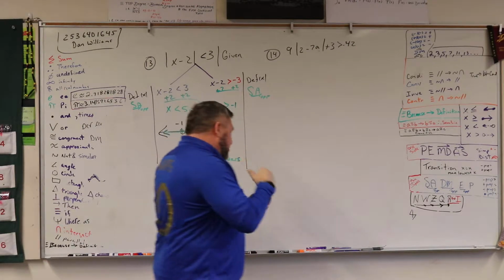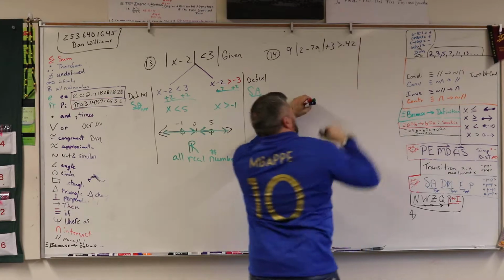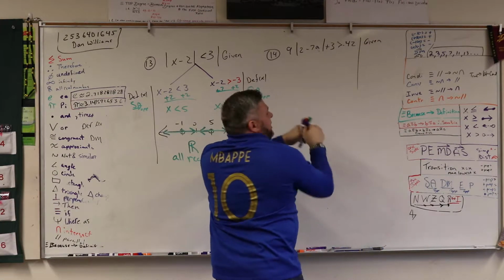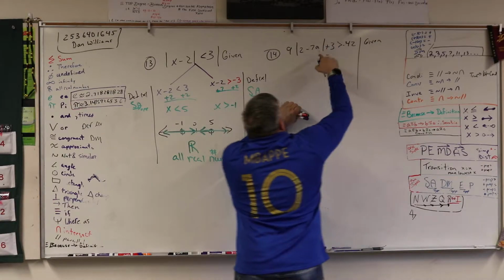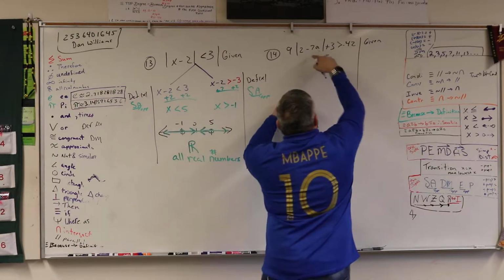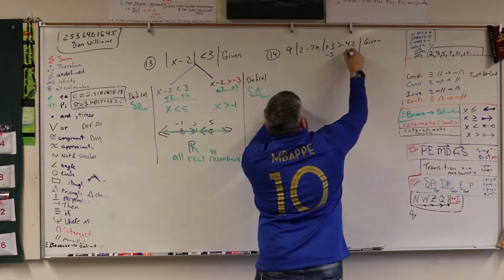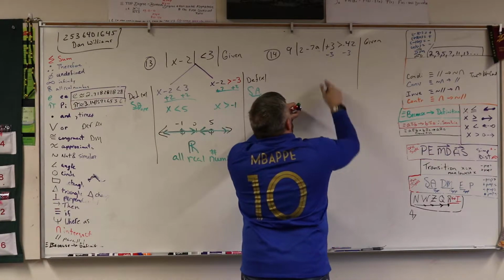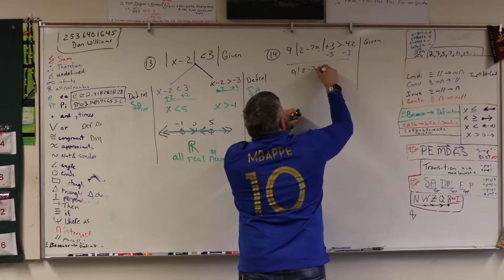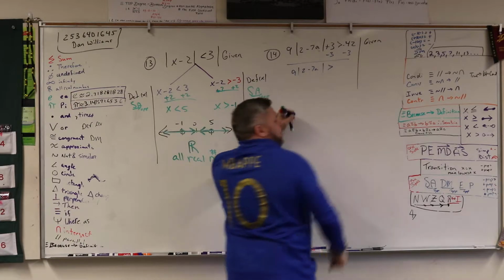Alright, so, what are we doing? What do we gotta do first? Subtract 3. Given. Now we're gonna subtract 3, because we gotta get the absolute value alone. That's the only thing that's changing, so we gotta get it alone. So I'm gonna subtract 3, okay? And I get 9, absolute value of 2 minus 7a, is greater than, what?